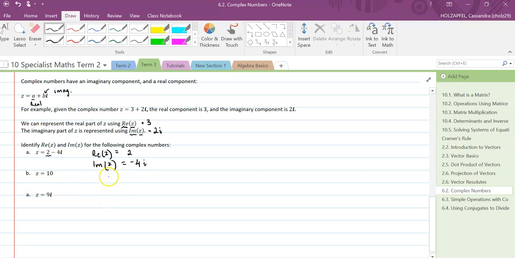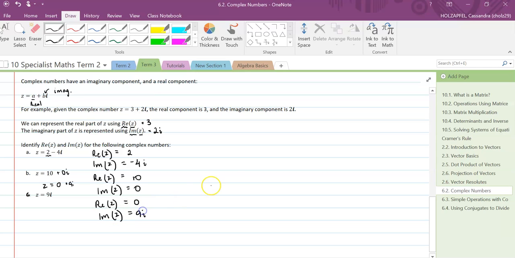Here we have a complex number where I only have the real component. So we don't have this additional i on the end here. Therefore, my real component here is going to be equal to 10, and my imaginary component is going to be equal to 0. Last question now, this should be c. So Z is equal to 9i. Again, in this case, we don't have the real component. So we could write this as Z is equal to 0 plus 9i. So this means that my real component of Z is equal to 0, and my imaginary component of Z is equal to 9.